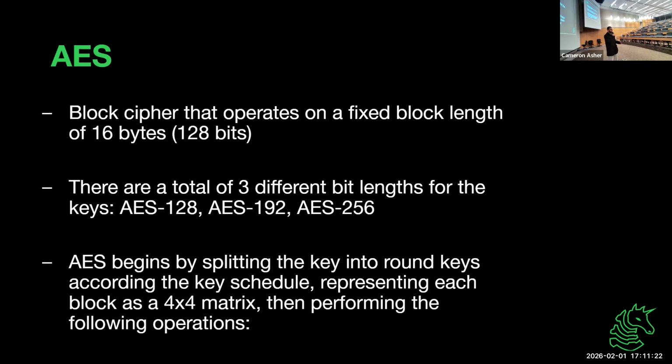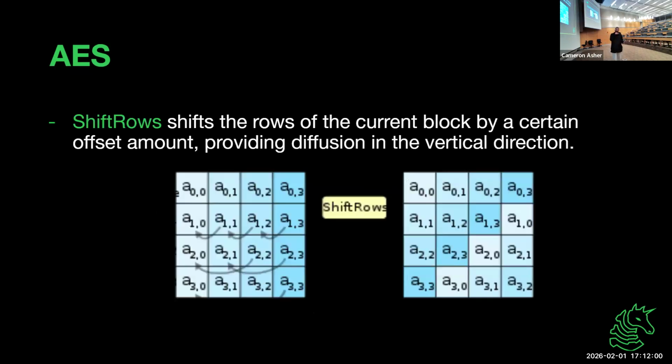So the best symmetric cryptography method we have now is AES. It's a block cipher that operates on blocks of 16 bytes. We have 3 different bit lengths for the keys, either 128 bits or 192 or 256. The algorithm works by first splitting the key into a bunch of different round keys, and we represent each block by a 4x4 matrix. Since we have 16 bytes in the block, we can just put the first 4 bytes, then the second 4 bytes, and so on. Next, we perform 4 operations on the matrices.